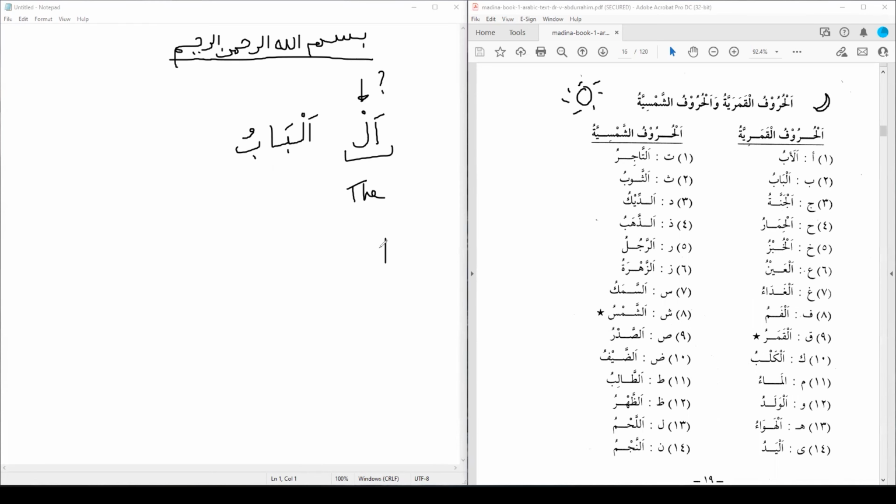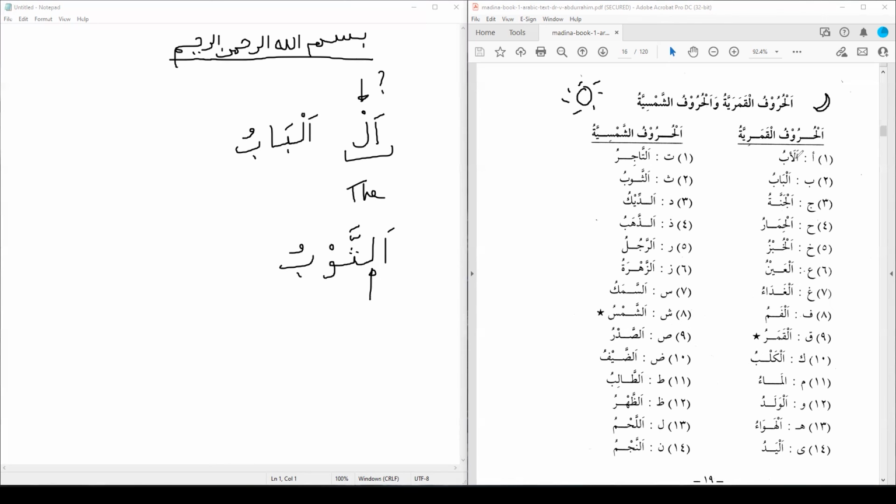For example, if you have the word athawbu, which means the garment, this lam here is not pronounced. You will say athawbu. The alif will join directly to the tha, and the rest of the word will be pronounced thereafter. Athawbu. You cannot say al-thawbu. You cannot pronounce the lam. So this is what the al-huruf al-qamariyya wal-huruf al-shamsiyya is about.